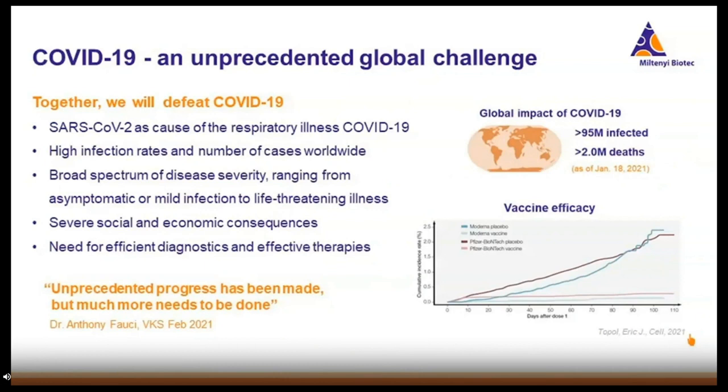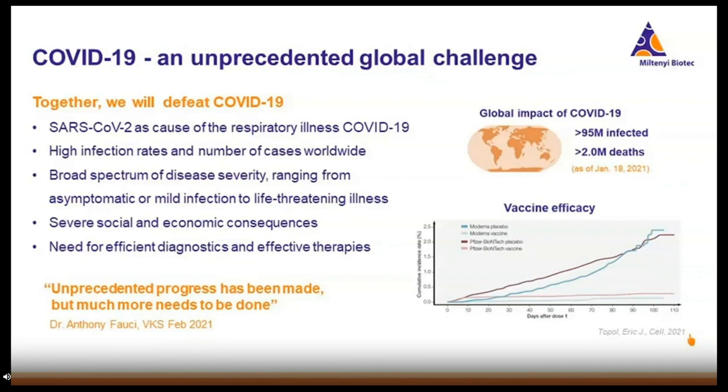In general, COVID-19 has a very broad spectrum of disease severity and symptoms. The symptoms range from asymptomatic or mild to really life-threatening illness, especially, of course, in groups of high risk. And the control measures, such as lockdowns or social distancing, had and still have very severe social and economic consequences. And this is exactly why we need more tools for an efficient and precise diagnosis of COVID-19 to then hopefully boost the development of more effective therapies.